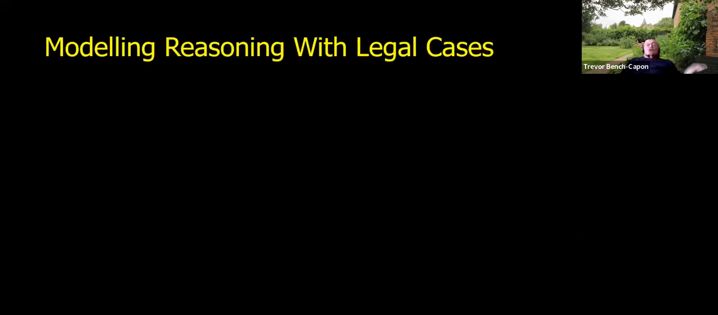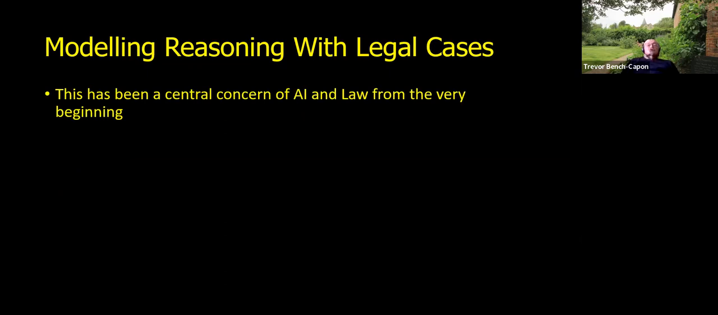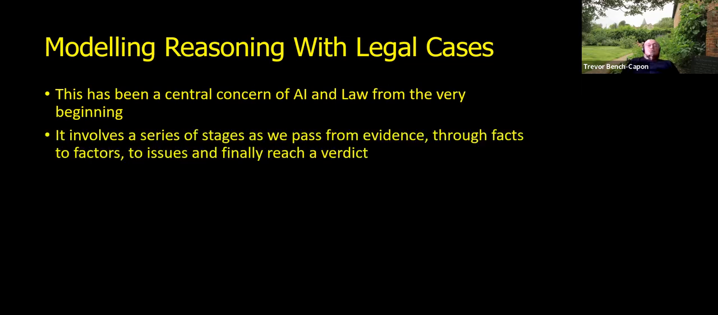So those are my 4 key themes. I can summarize. Modeling legal cases has been a central concern of AI and law from its very beginning. It involves a series of stages as we move from evidence through facts, through factors, to issues, and finally to verdict.